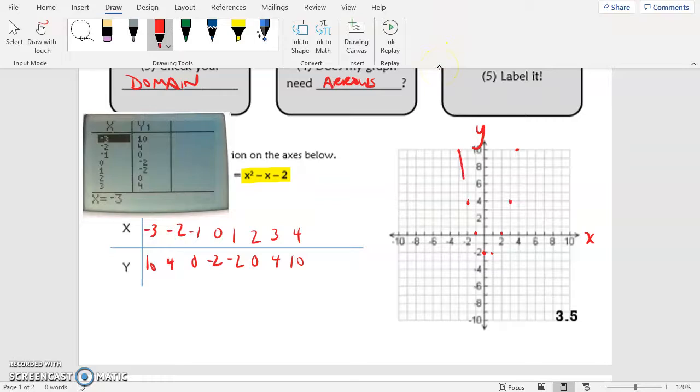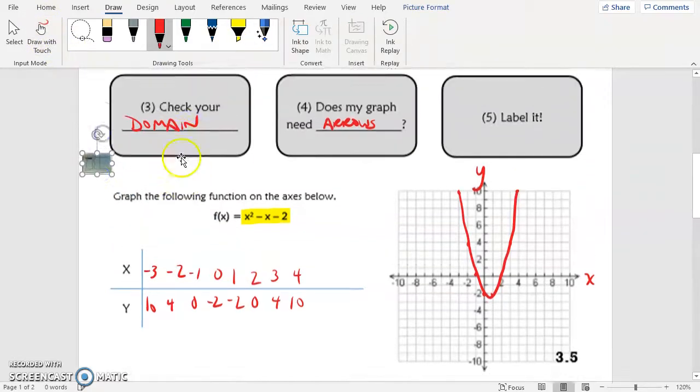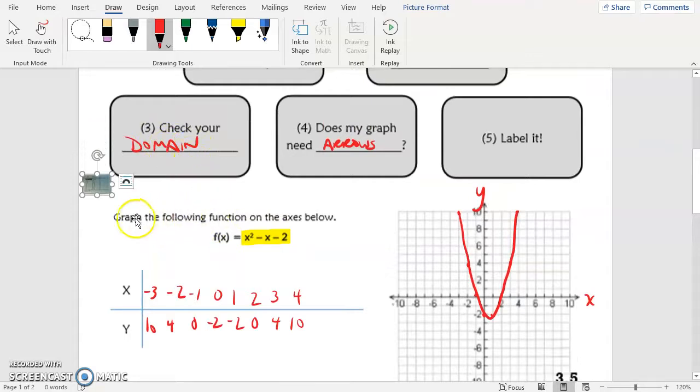Once you have that, you absolutely would want to connect the dots. And you see how this graph is U-shaped, is curved, so I want to make sure that it is not straight lines in between them. Then, the next thing is check your domain. It doesn't tell me anything about the domain, what the x values have to be, so I don't have to worry about it for this one.